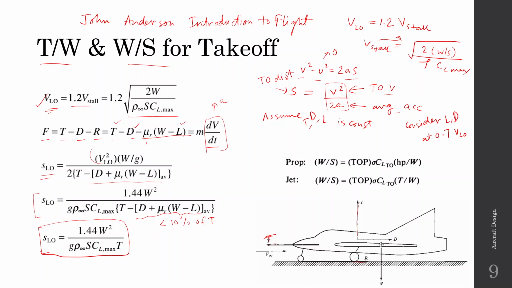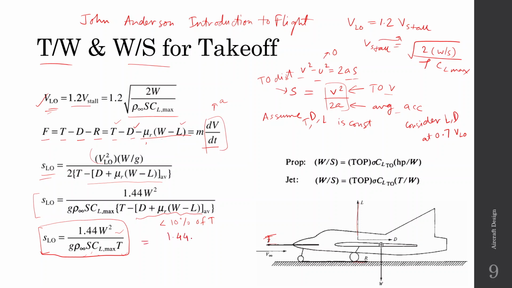But from here you can see that the takeoff distance is proportional to the weight squared. It is inversely proportional to the density, inversely proportional to the wing area, CL max, and the thrust.